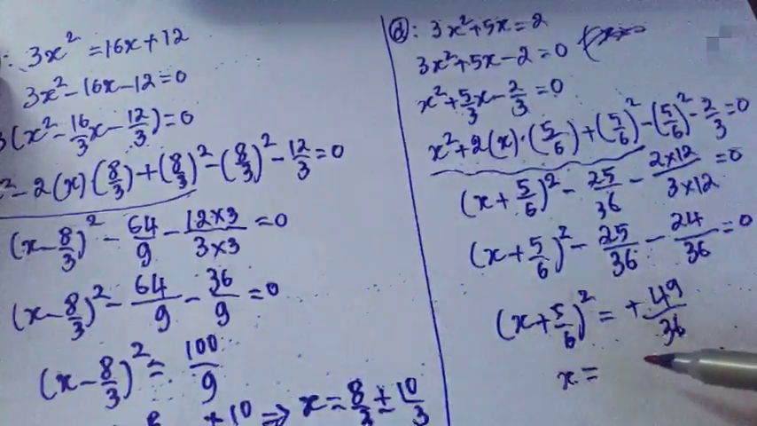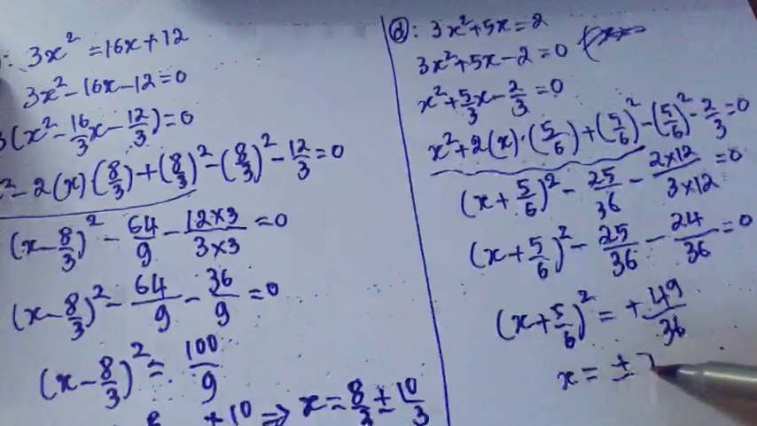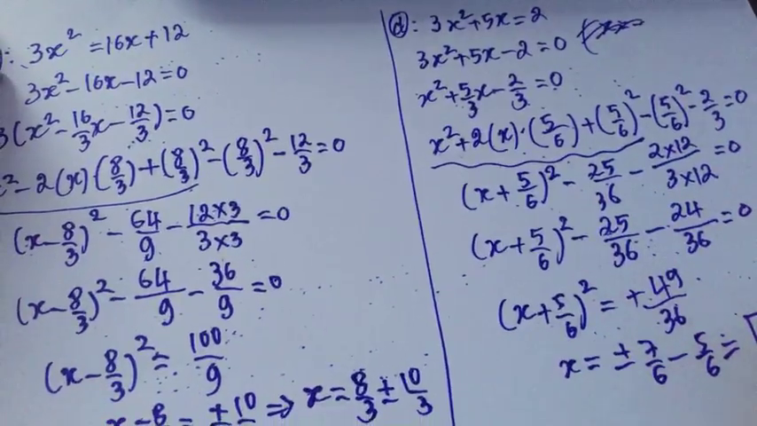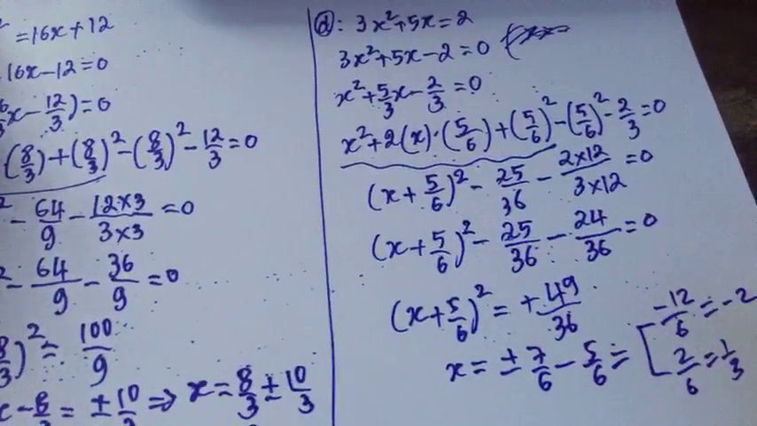So x equal to plus or minus 7 divided by 6 minus 5 divided by 6. And then we have minus 12 divided by 6, or 2 divided by 6, which is 1 over 3, and minus 2.